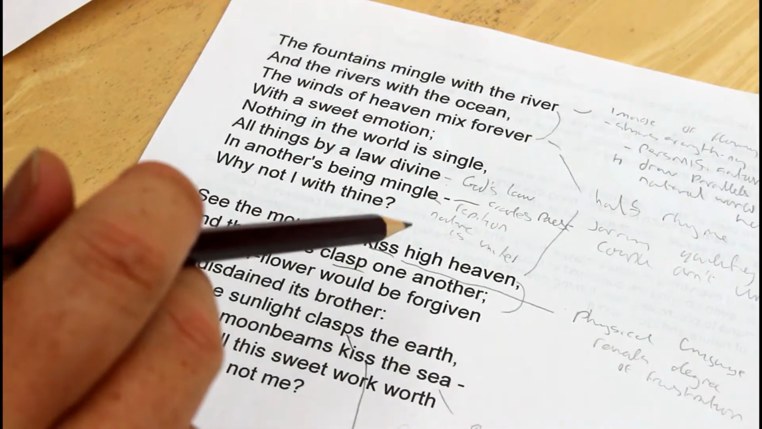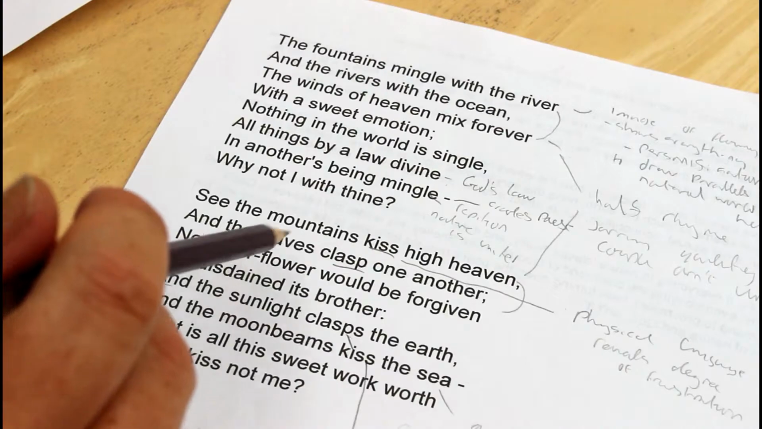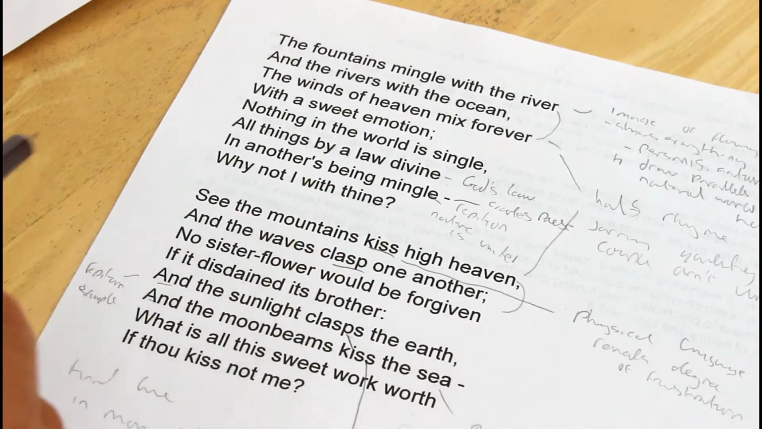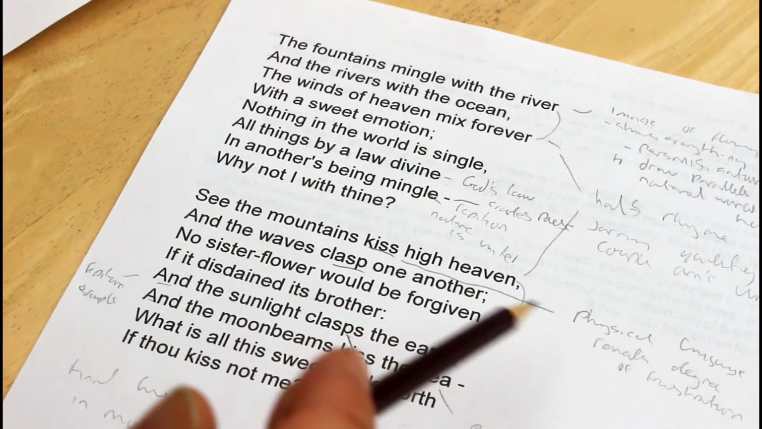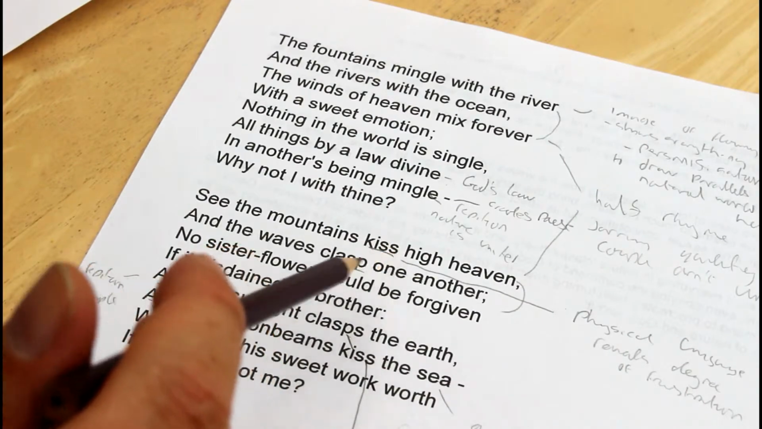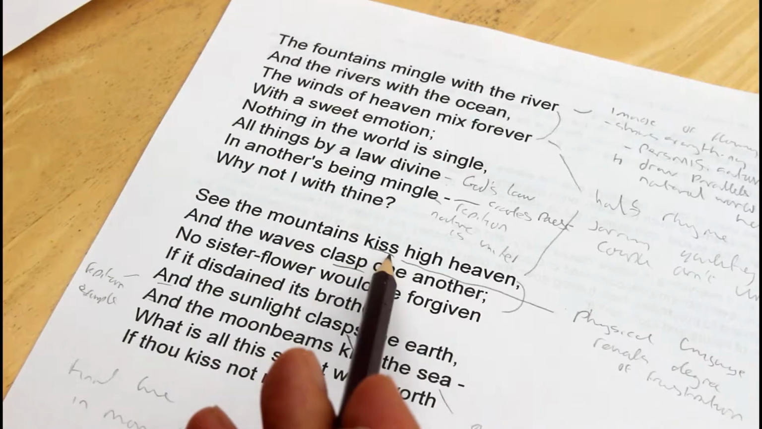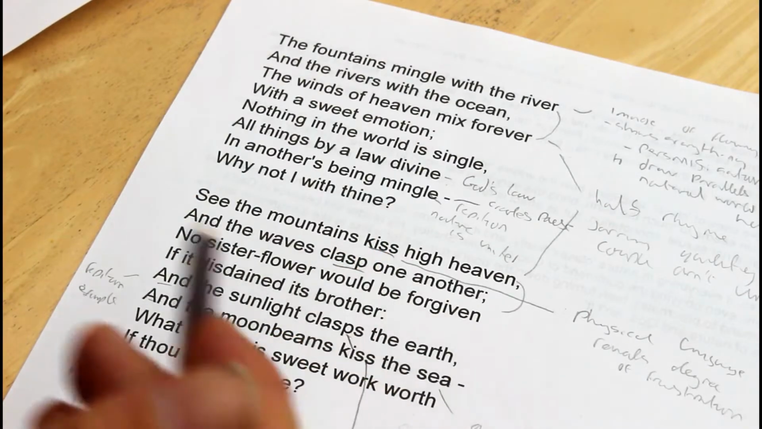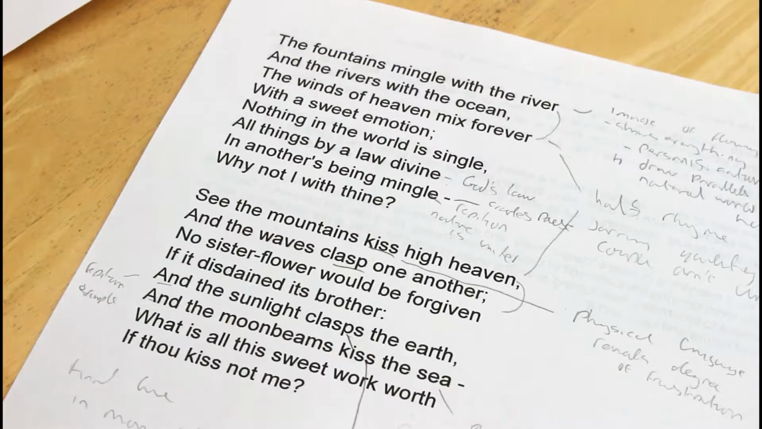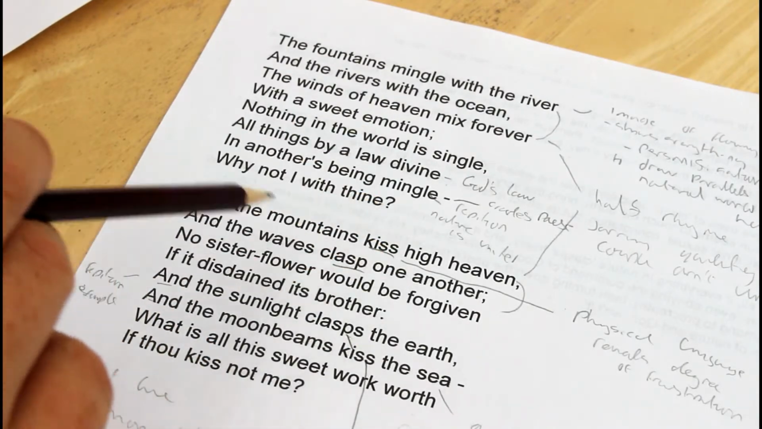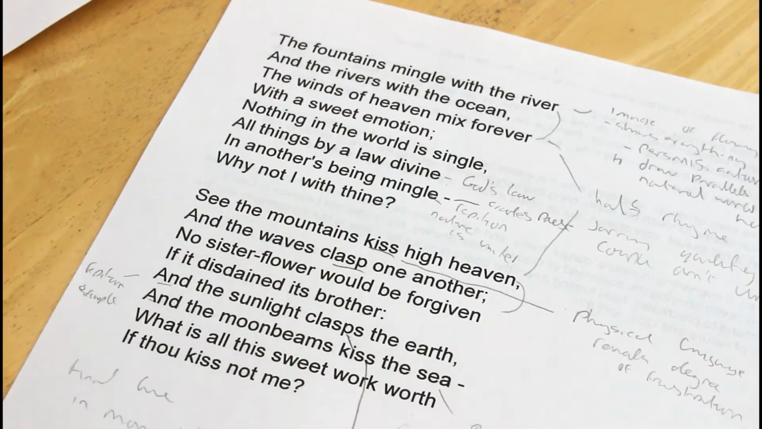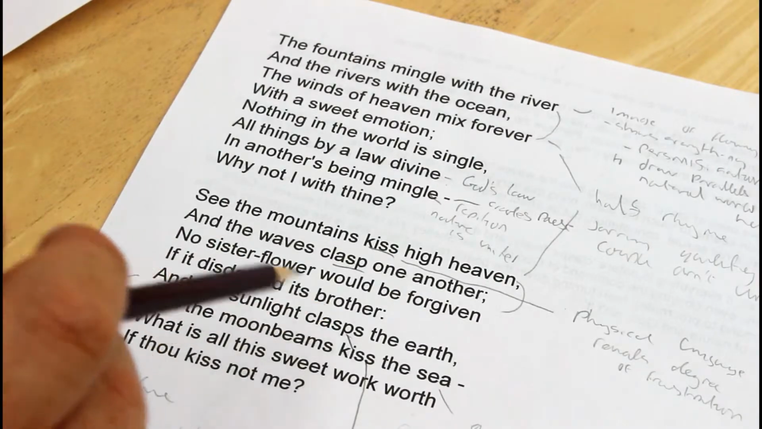"See the mountains kiss high heaven, and the waves clasp one another." Again, this very tactile, almost physical language, I think, reveals a degree of frustration. Also, the sibilant S sound could almost recreate the sound of the winds and the waves, so you could argue that he's trying to do that as well. "See the mountains kiss high heaven, and the waves clasp one another. No sister flower would be forgiven if it disdained its brother."